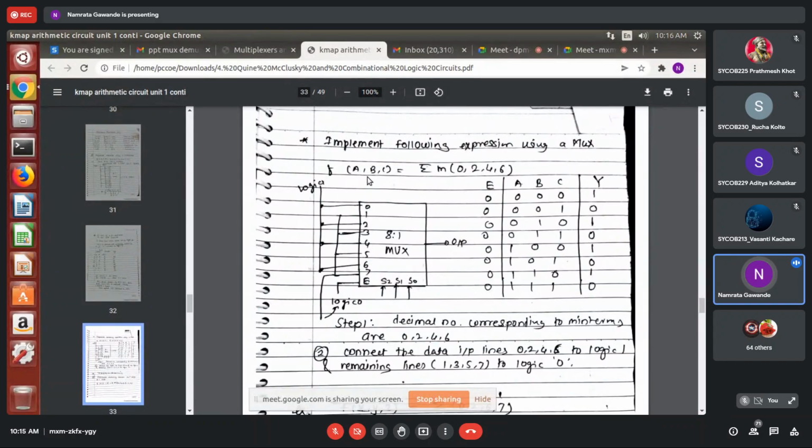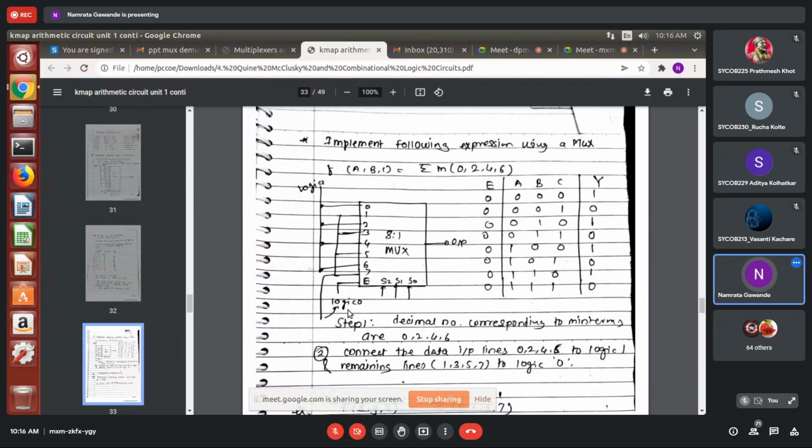Now here you can see 3 variables means 3 select lines. So 2 raised to power 3 equals 8. So which multiplexer can I use? 8 is to 1 mux, right? You can see that 3 select lines, and how many inputs are given? 0 to 7, 8 inputs, right? Here you can see 0 is connected to logic 1, 2 is connected to logic 1, 4 is connected to logic 1, and 6 is connected to logic 1, right? And the rest of the minterms, that is 1, 3, 5, are connected to logic 0.